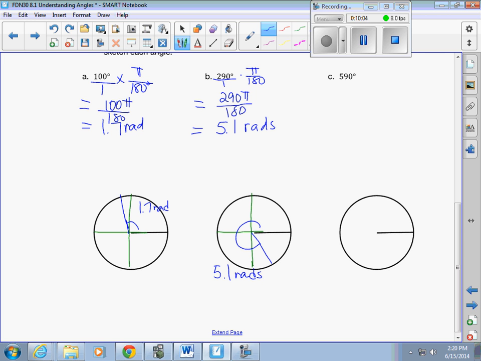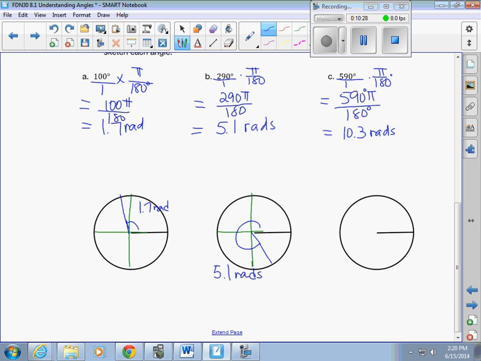Okay, my last one, 590 degrees. So that's 590 pi over 180. That leaves me with 10.3 rads.